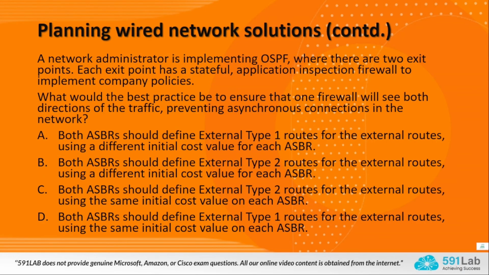We have reached the final question under planning via network solutions. A network administrator is implementing OSPF where there are two exit points. Each exit point has a stateful application inspection firewall to implement company policies. What would the best practice be to ensure that one firewall will see both directions of the traffic, preventing asynchronous connections in the network? Let's visualize the setup and focus on the ASBRs in OSPF and external type 1 and type 2 routes.